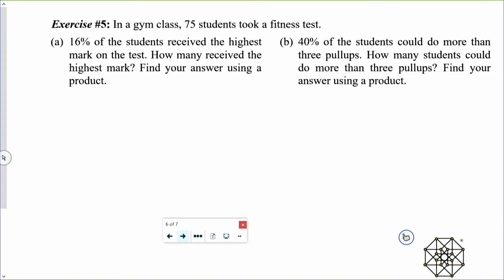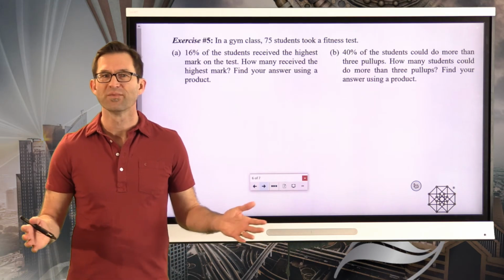Exercise number 5. In a gym class, 75 students took a fitness test. Letter A tells us that 16% of the students received the highest mark on the test. How many received the highest mark? Find your answer using a product. All right, here we go again.